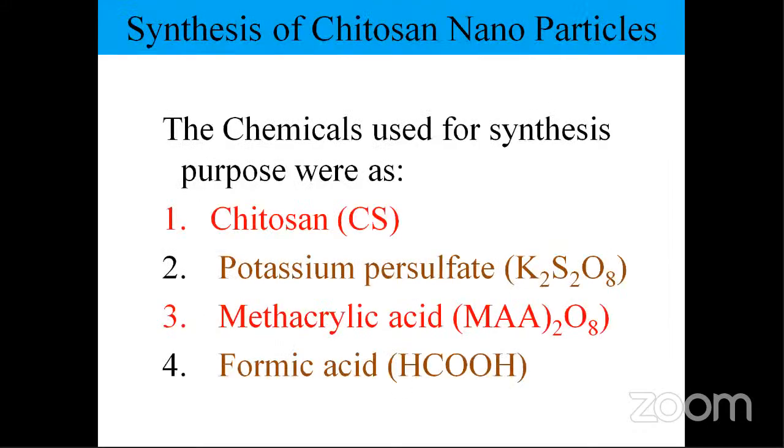The first part was synthesis of nanoparticles, and the chemicals used for the synthesis were chitosan, potassium persulfate, methacrylic acid, and formic acid. Chitosan is basically a polymer that is derived from sea shrimps. It is basically derived from chitin by deacetylation. Then potassium persulfate was used for the polymerization process. Methacrylic acid is used to dissolve, and formic acid is used for maintaining the pH at which the nanoparticles will basically be produced.